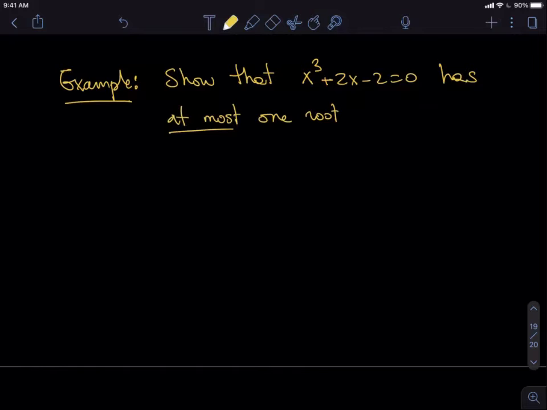So it's a cubic equation. In principle, it could have up to three roots, right? But this is saying that at most it has one. So let's see how we do this.